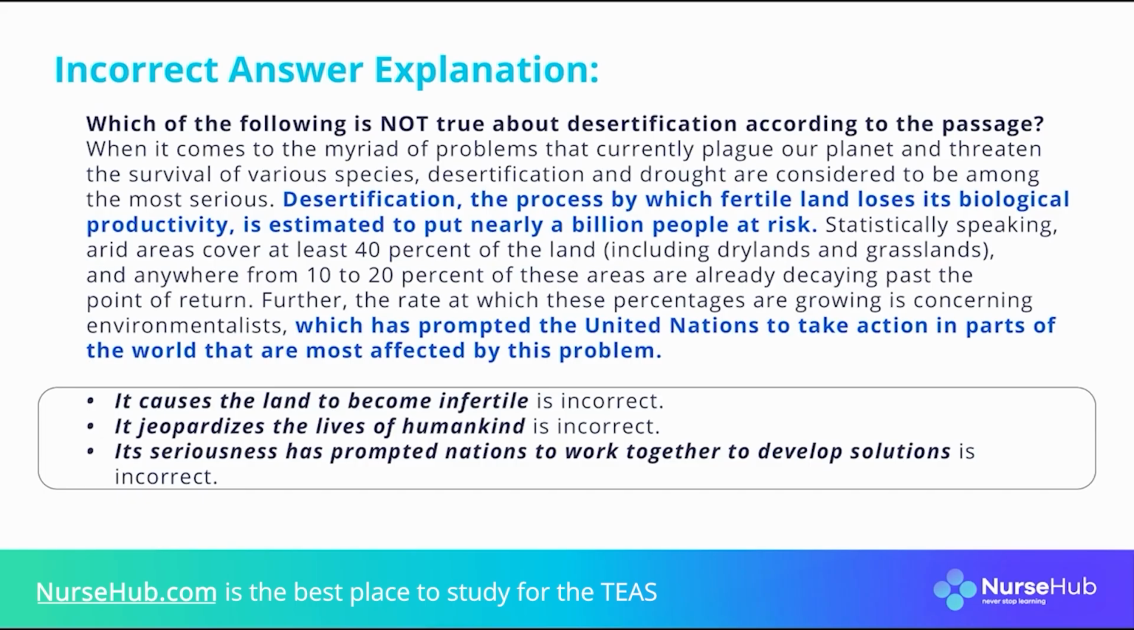So here are the last 3 answer options that are all incorrect. It causes the land to become infertile, it jeopardizes the lives of humankind, and its seriousness has prompted nations to work together to develop solutions. So these answers are all incorrect because these are mentioned in the passage, and you can see these details highlighted on your screen.